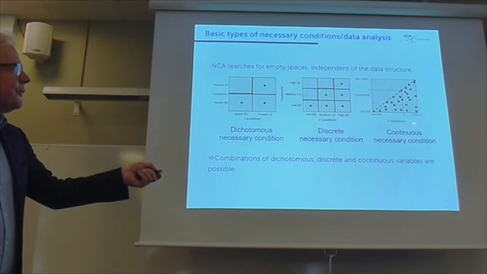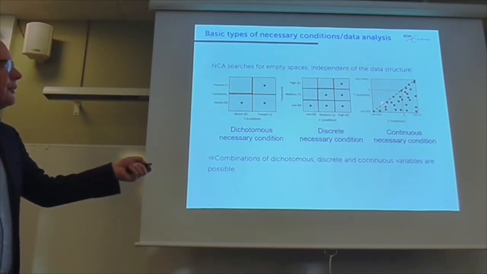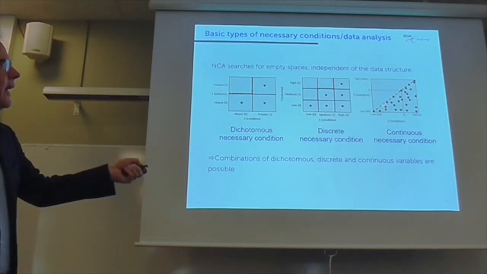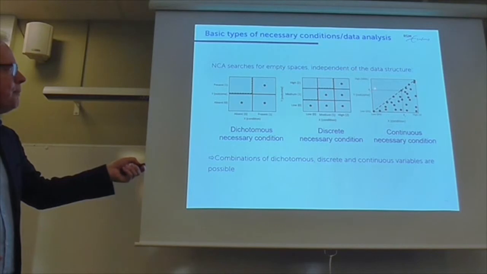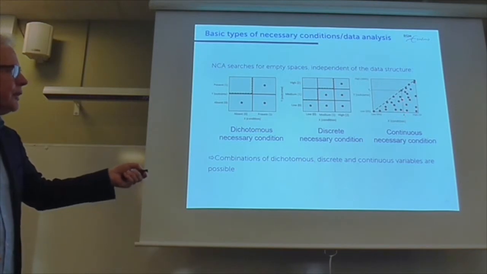If you extend that to the continuous variables, then you have the continuous necessary condition. And this is the line, what we call the ceiling line. For a certain level of y, if you want to have that, you need to have that level of x. But if you have that level of x, it's possible to have all kinds of values below that maximum value.